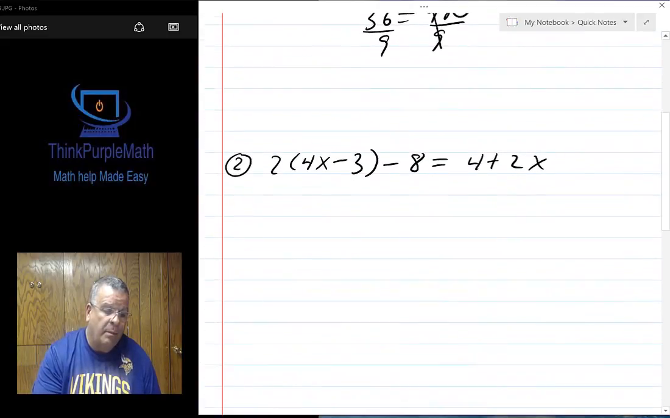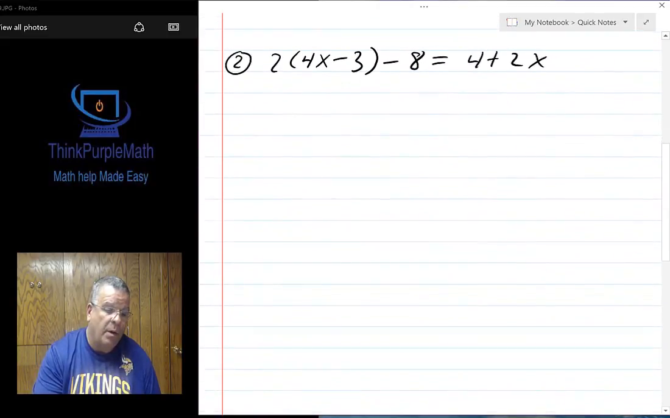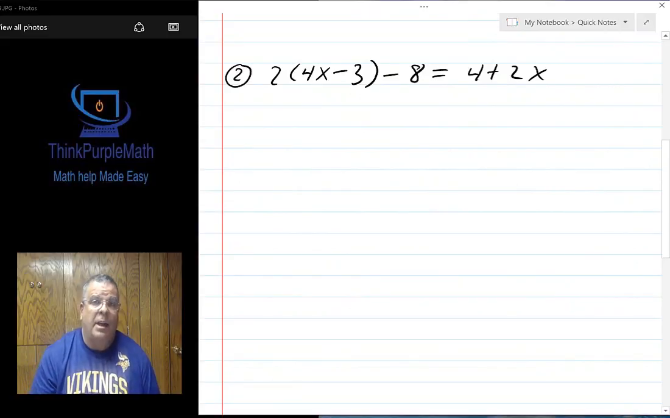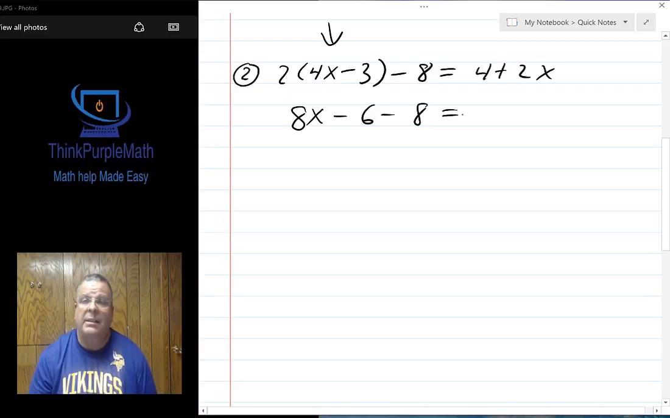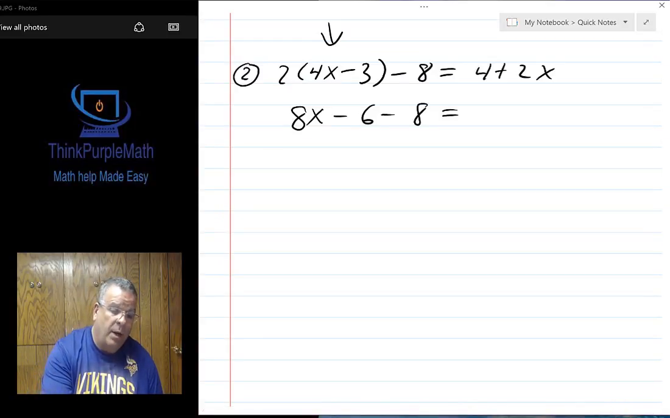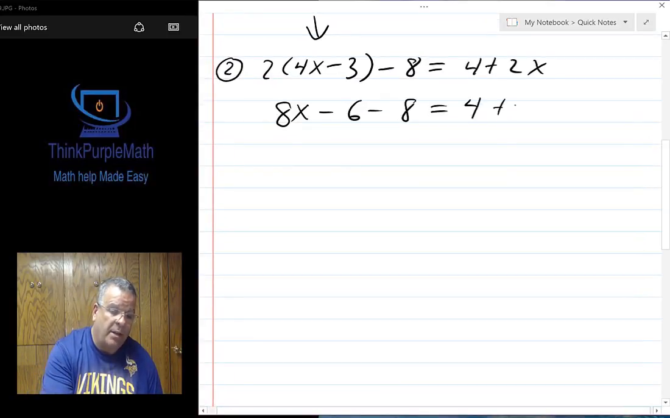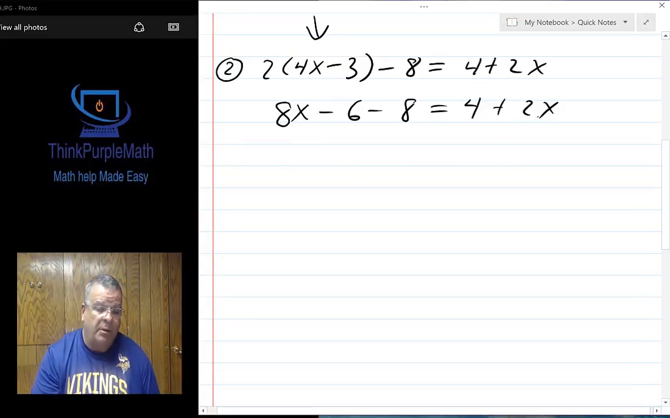Alright, next problem has a little more work involved. In this case, we have the distributive property on the left, and we also have a number being subtracted from that product. So there's an extra step. First thing is to do the distributive property here. And we simplify the left-hand side, and we'll get 8x minus 6 minus 8 is equal to the right-hand side. The right side of the equation does not change. Nothing has been done, so it stays the same.